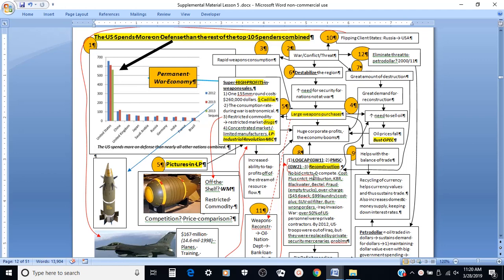So no bid contract, zero competition, you get cost plus contracts. Now, the first war, which was a big logistics civilian augmentation program war, was the first Gulf War. All right, where they provided everything, food, MREs, and they made massive amounts of money off of it.